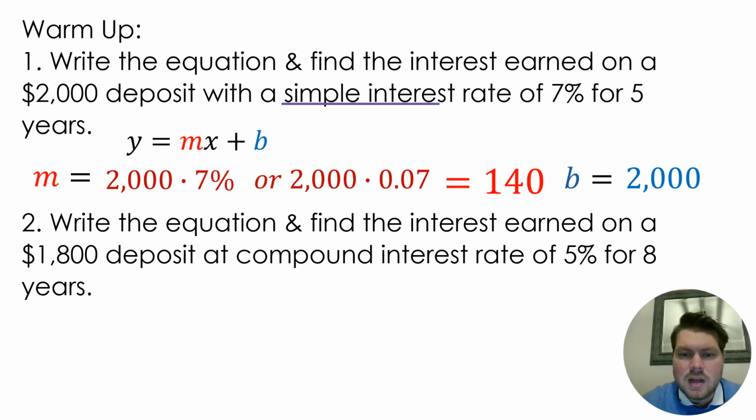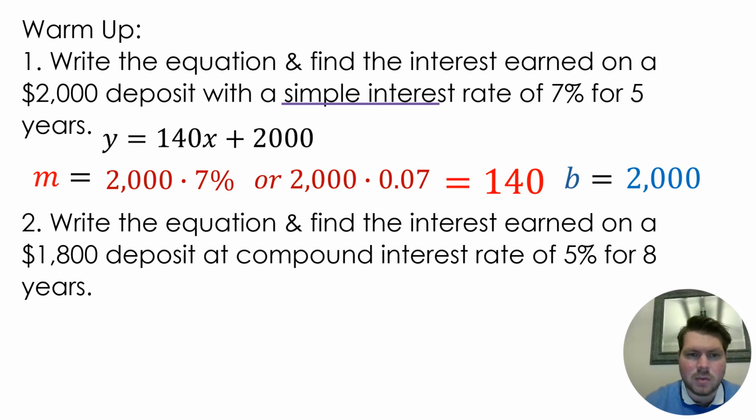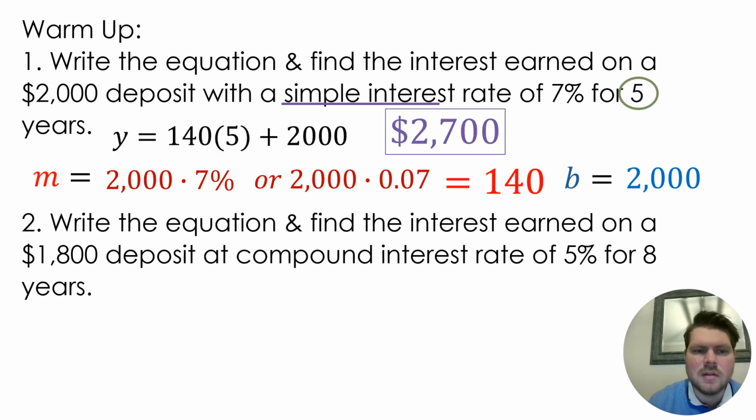And then for the next one, we're going to do something similar. We have 1,800, and it's compounded. Oh yeah, sorry, I'm not done with number one. So there's my formula for number one, but it asks me to find 5 years. So I'm going to plug in 5, and I get 2,700. All right, now we'll look at number two.